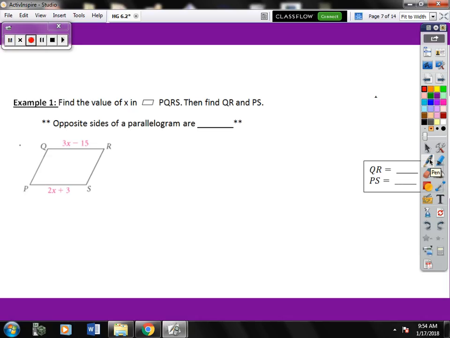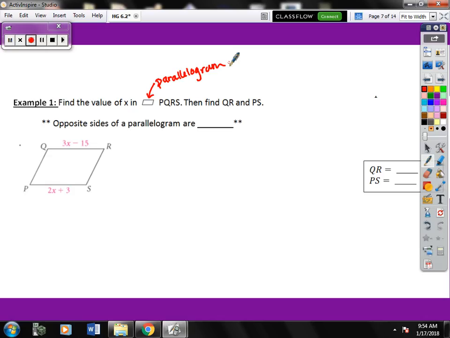So in this one, I should tell you that this shape, anytime you see it, means parallelogram. Sometimes, depending on the font that's used, it will look like a rectangle, but anytime you see a four-sided shape like that, we're going to let it be a parallelogram, PQRS. Find the value of x and the length of QR and PS.